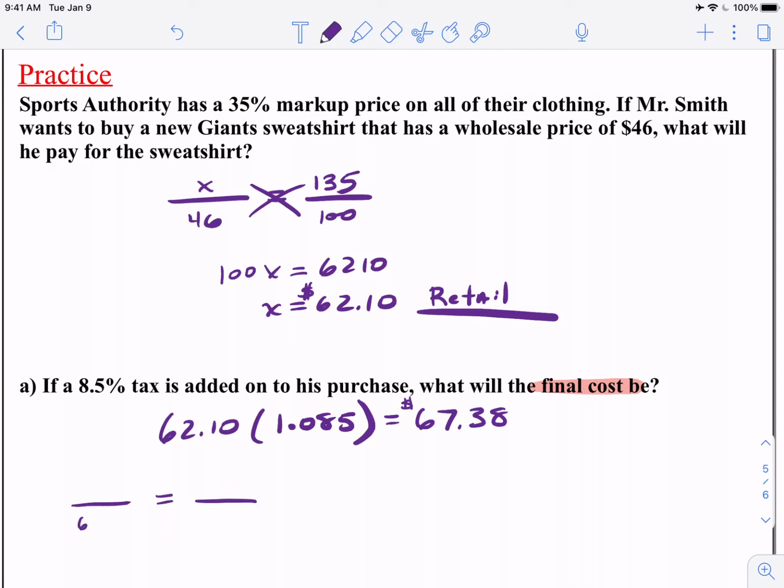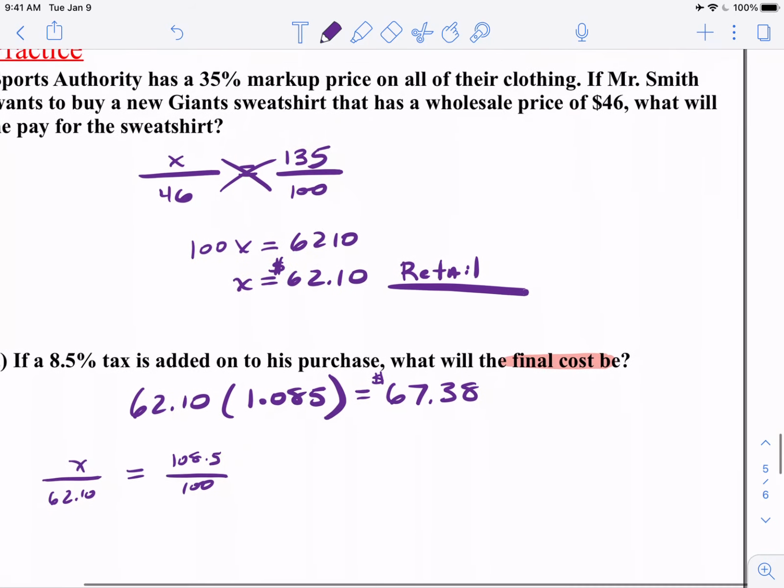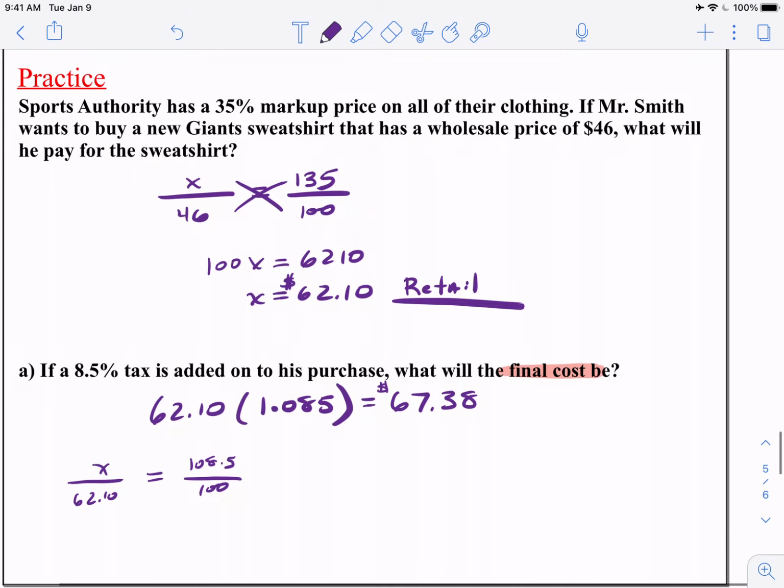Additionally, we could do something like this, where we say X over 108.5 and 100. This will be also adding 8.5%. Remember with tax, obviously we want to add this on. We're not treating this like a discount problem. And obviously in either case, I'm going to get the same answer of $67.38. Okay? And that's the short of it with markup. Nothing much more to it than that.